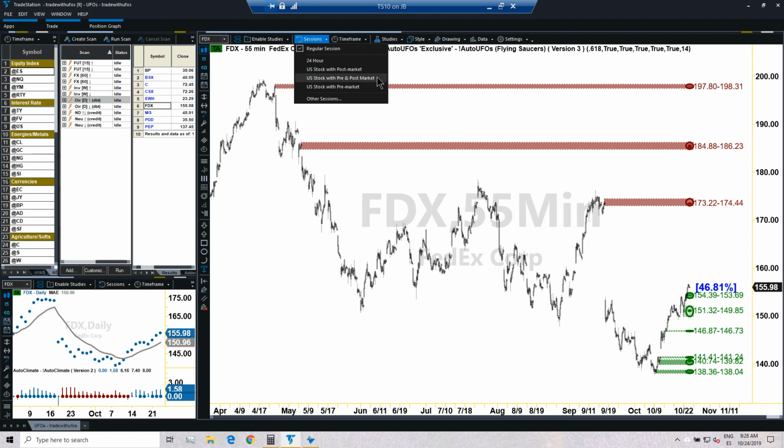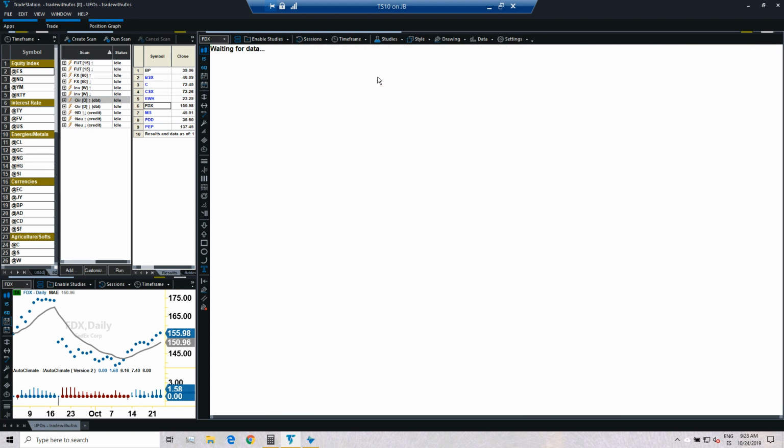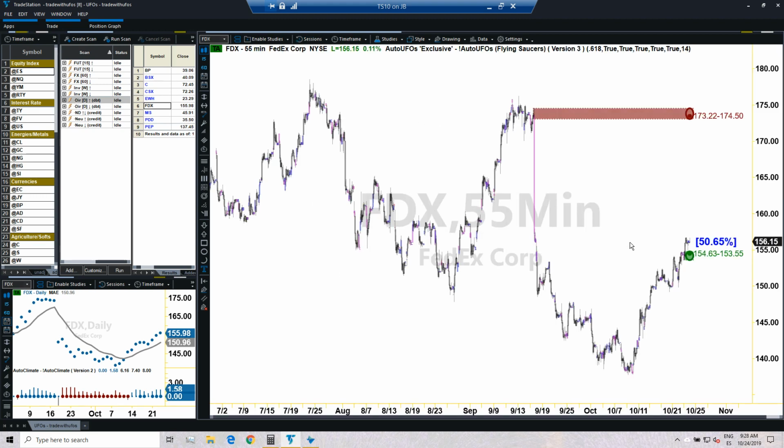So pre and post market, okay, hopefully improves that 46%, and yes, that 46% becomes 50% now, so it's good. Climate-wise, we got 7 candles, this is going to be 8, number 9, so it's almost too late, okay? 150.96, that would bring the UFOs that we need to be down here, and there are none. So FedEx will not work.